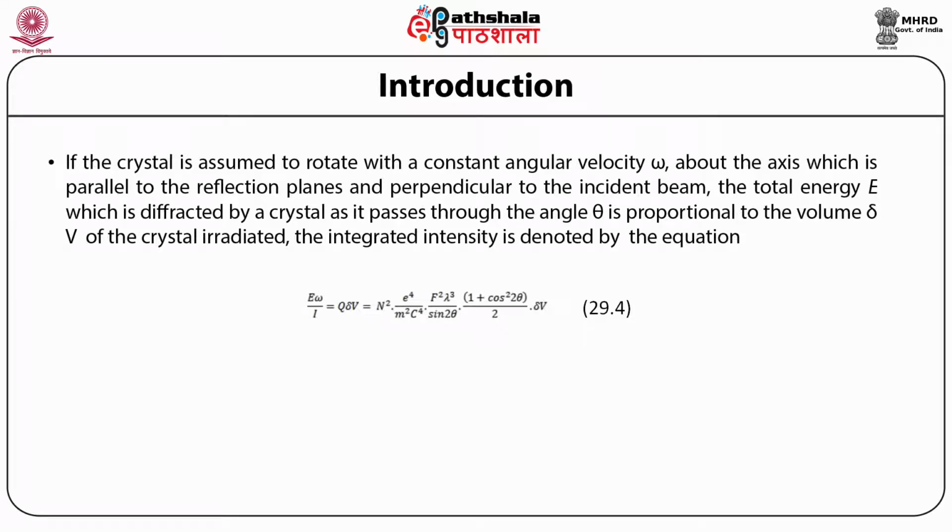If the crystal is assumed to rotate with a constant angular velocity omega about the axis which is parallel to the reflection planes and perpendicular to the incident beam, then the total energy capital E, which is diffracted by a crystal as it passes through the angle theta, is proportional to the volume delta V of the crystal irradiated, and the integrated intensity is denoted by equation 29.4: E omega over I equals Q times delta V, which equals n square times e power 4 by m square c power 4 times f square lambda cube over sin 2 theta times 1 plus cos square 2 theta over 2 times delta V.